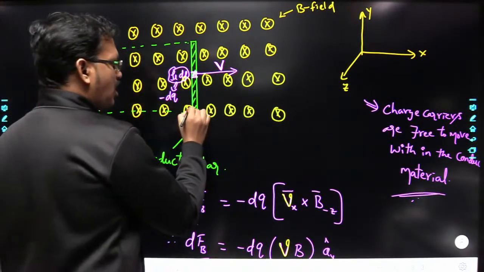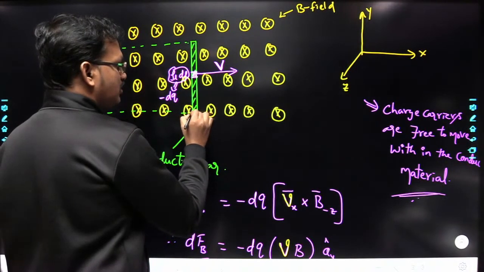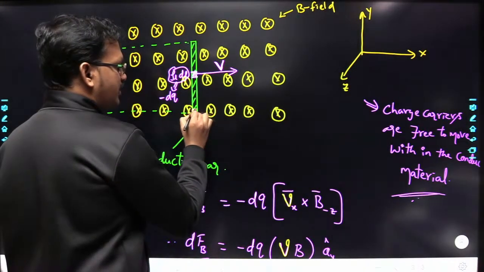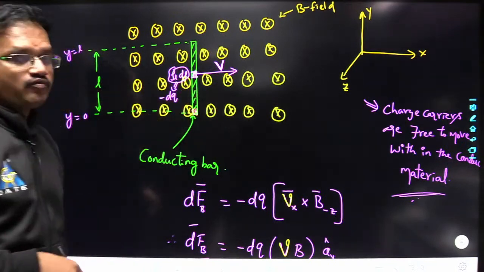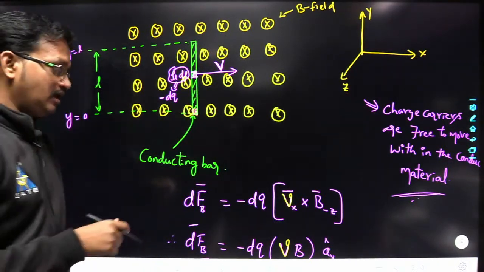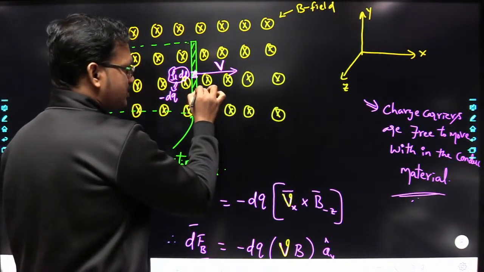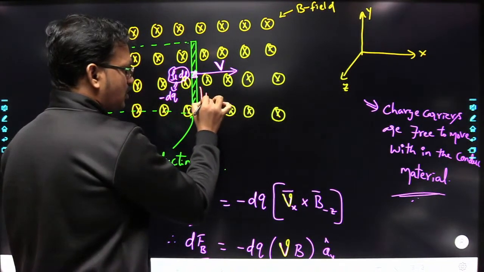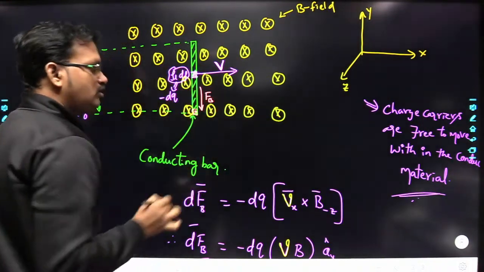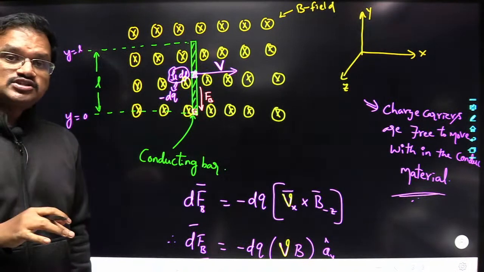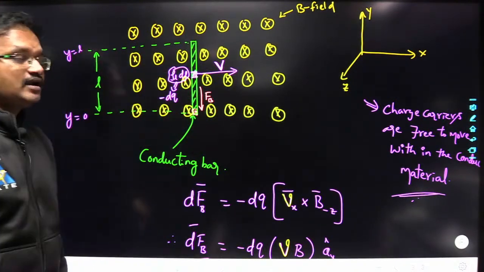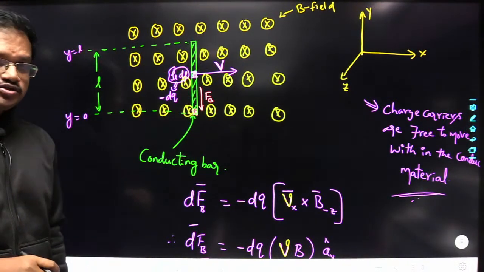So what will happen? All the negative charge carriers will get accumulated at the bottom of the conducting material. Why here? Because all the charge carriers are experiencing the magnetic force in downward direction. All the negative charge carriers are experiencing the force in negative y direction. Understood?